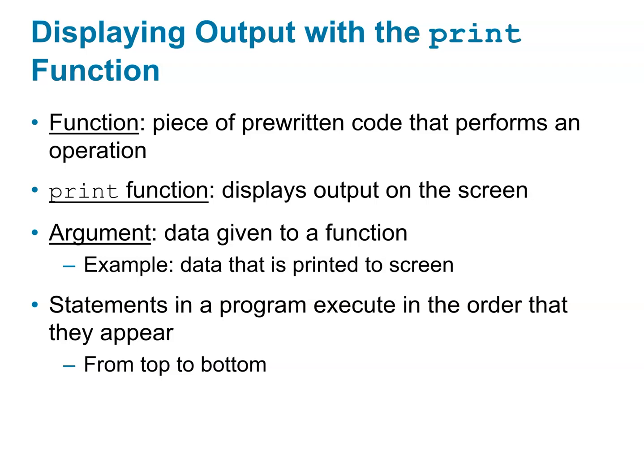Arguments are data given to a function. When you define the function, they're called parameters. When you implement them, they're called arguments. Statements in a program execute in the order they appear from top to bottom.